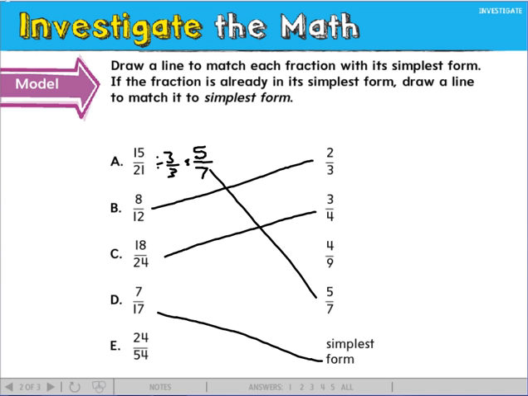And our last one, 24 and 54? 4/9. Why? What's the greatest common factor? What's that? 6. Good job, Juan. There it is.